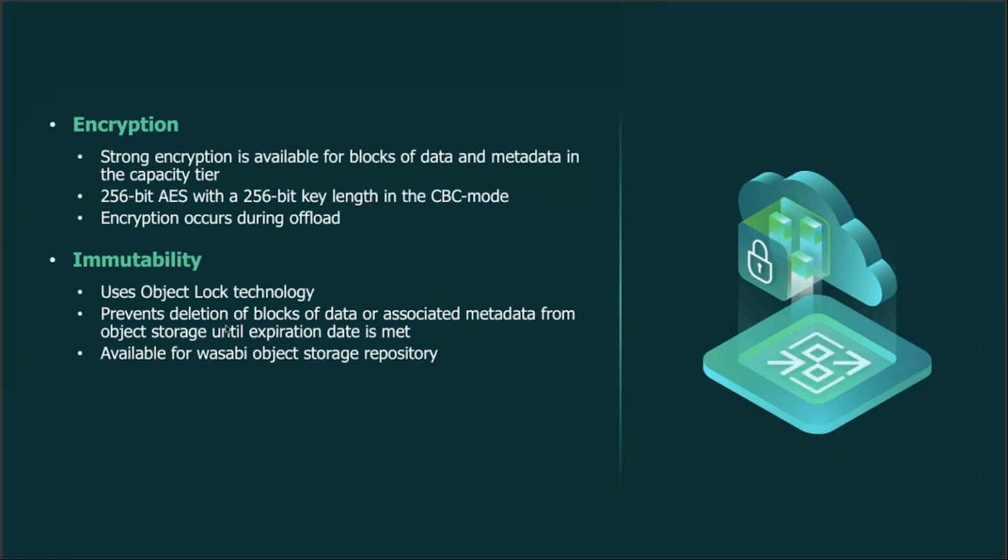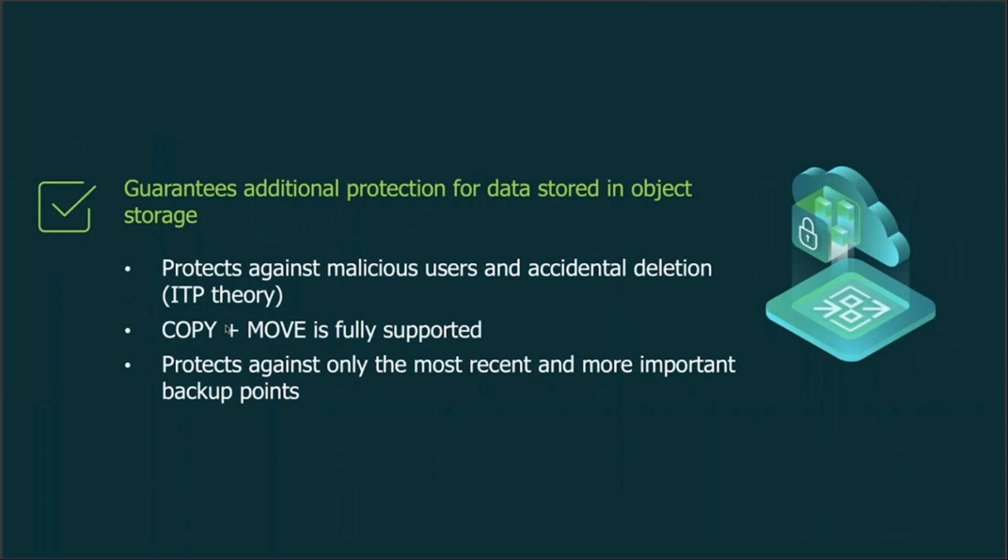So as we move on, you'll see that immutability again is guaranteeing that that data is locked. It's preventing malicious users, malicious actors, ransomware from spreading and infecting that data or deleting it or locking it. When we say copy and move mode here, there are two modes within Veeam for when we're migrating or transitioning data to object storage. One is a copy mode and one is a move mode.